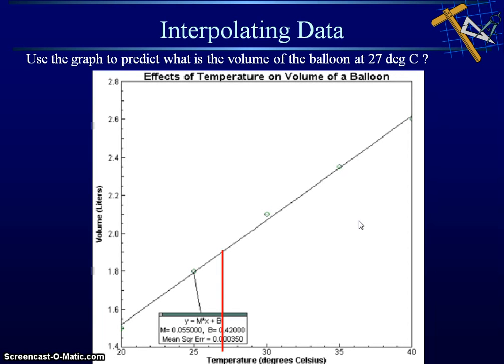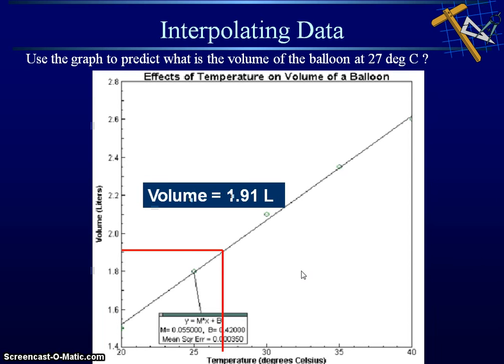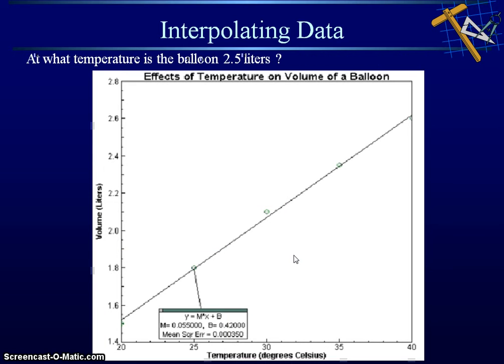I never had my balloon at 27 degrees, but we can predict this by looking at this best fit line, because the best fit line is the pattern that exists between temperature and volume of my balloon. So we can interpolate that and say, find 27 degrees down here, find the point where it hits the line, come over, and we can make a reading of the volume. It looks like it's a little bit past the 1.9, so our balloon is going to be about 1.91 liters at that temperature. That's a prediction. I never had the balloon at 27 degrees Celsius, but using the pattern that we've established, I am making that prediction.